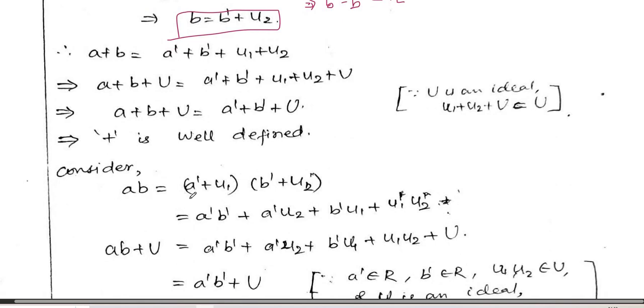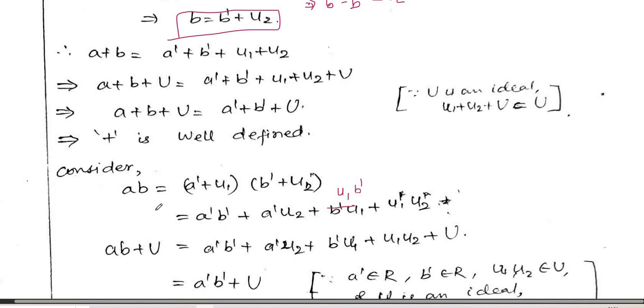In the same way, if we consider ab, this is what we get: a prime b prime plus a prime u2 plus b prime u1. You have actually, if you are using the distributive law, a prime b prime plus a prime u2, then u1 b prime plus u1 u2. So that we need to correctly write. This is not prime, this is just u1 u2.